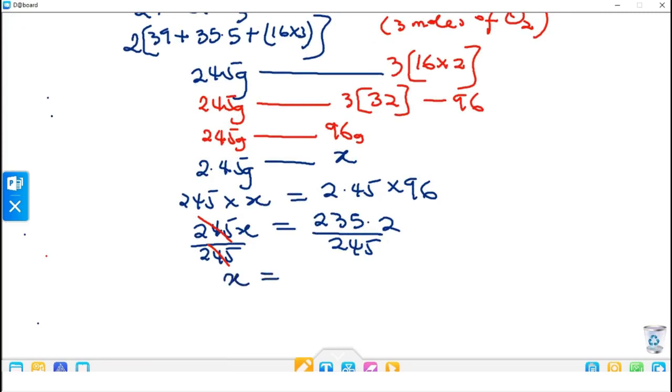What will be our x? X will therefore be 235.2 divided by 245, and that will give us 0.96 grams. So it gives us 0.96 grams of oxygen. What it simply means is that 0.96 grams of oxygen gas will be produced if we have 2.45 grams of potassium chlorate decomposed. So that is actually what our answer will be.